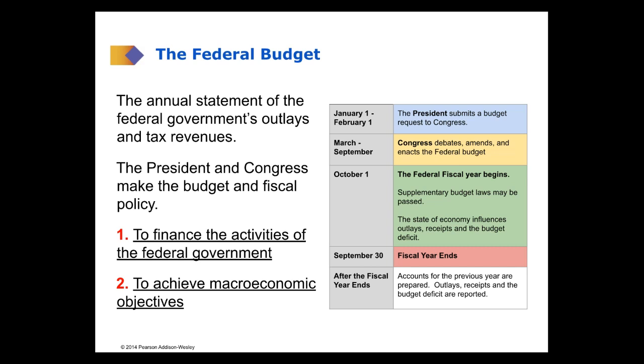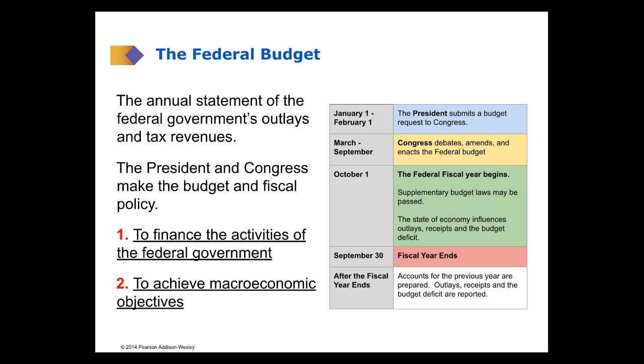And there's really two objectives that they have when they're putting the budget together. The first one is to pay for the activities of the federal government, such as operating the military and the court systems and all of those types of things. But they also are trying to achieve certain macroeconomic objectives, as we discussed: maintaining full employment, providing for economic growth, and trying to keep inflation to a minimum.